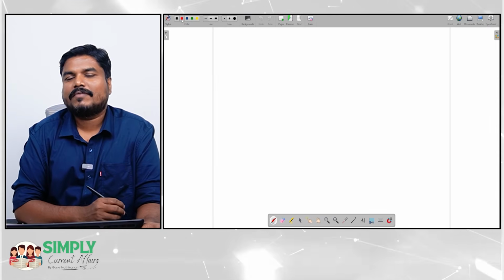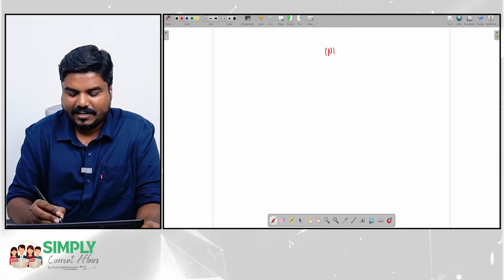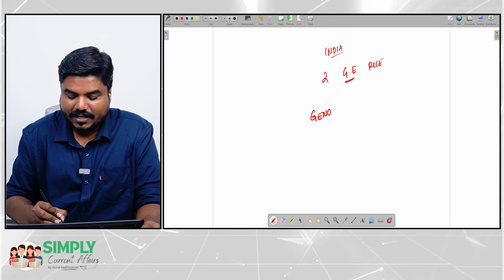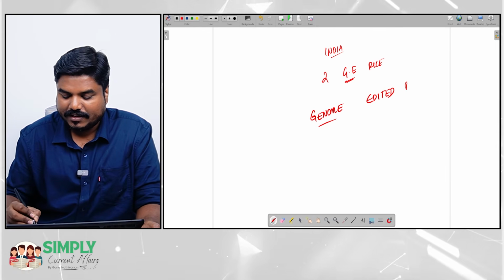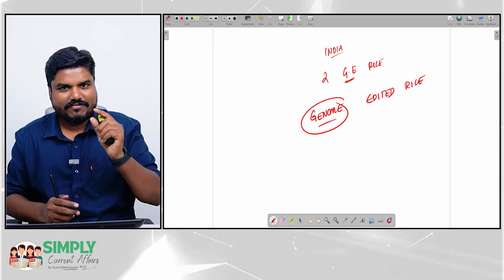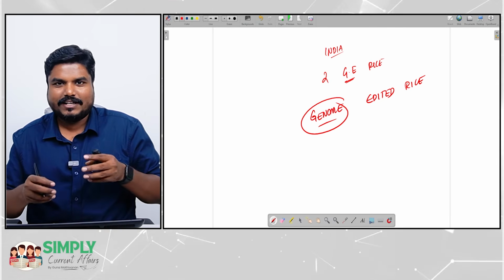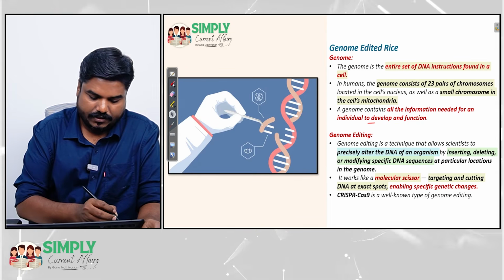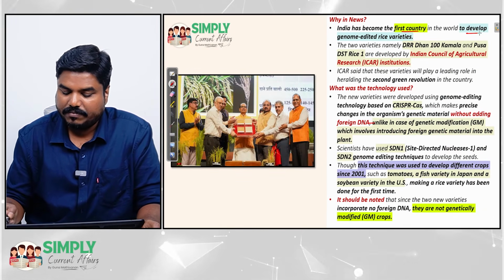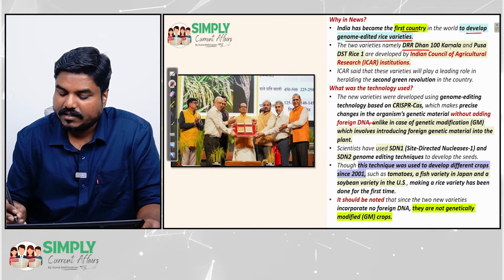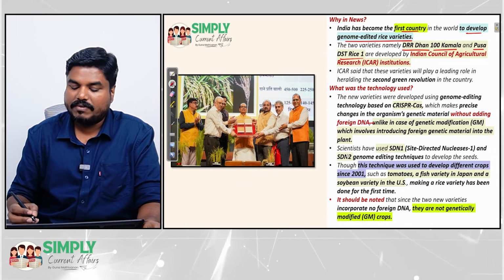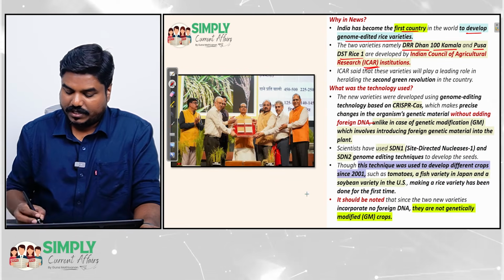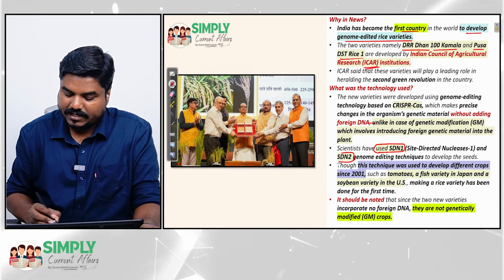Now we will come to the topic. For the first time in the world, India has developed 2 genetically edited rice. We will refer to it as genome editing. We will refer to it as genome edited rice. Genome is nothing but the complete set of DNA from one cell. So when I say genome edited, that actually means genetics has been edited. India has become the first country to develop genome edited rice varieties. DRR Dhan 100 Kamala and Pusa DST Rice 1 both have been developed by ICAR, Indian Council of Agricultural Research institutions. So which technology was used? As I said, scientists have used SDN1 and SDN2 genome editing.